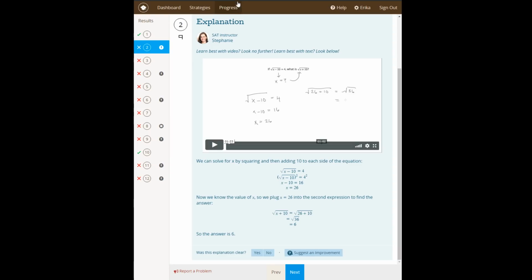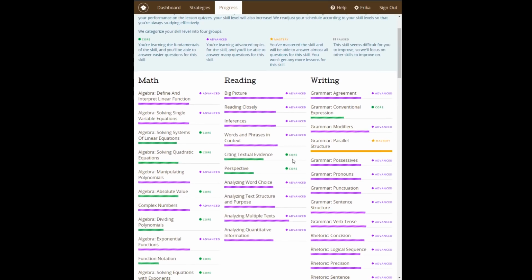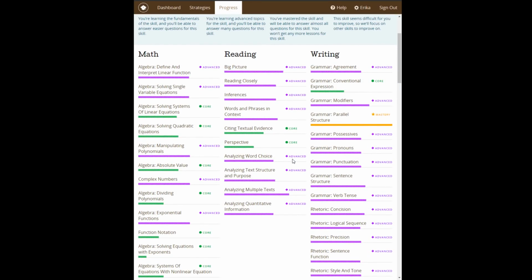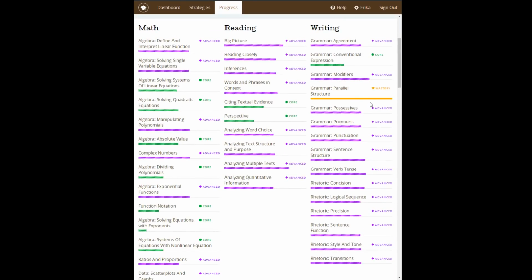Depending on your performance on the quiz, your level on the different skills will be adjusted. What that means is that it'll affect whether or not you see that lesson or quiz again, and if you do see that lesson or quiz again, what difficulty it'll be at. So you'll see that for solving systems of linear equations, I'm core. I'm advanced for solving single variable equations. I've only reached mastery on one skill, which is in writing, so maybe my math needs a little bit more work.